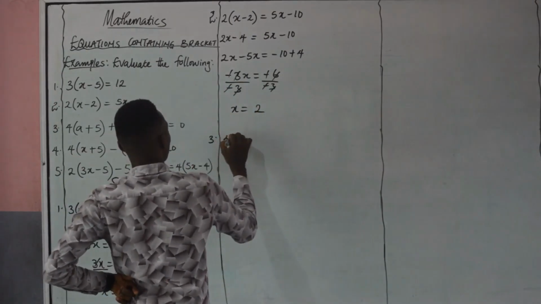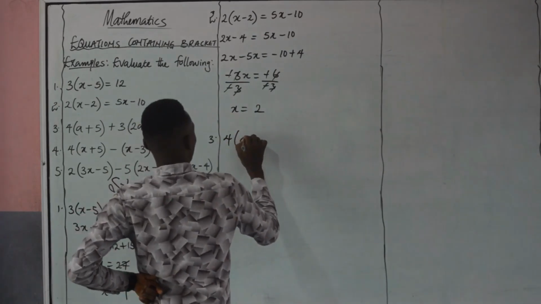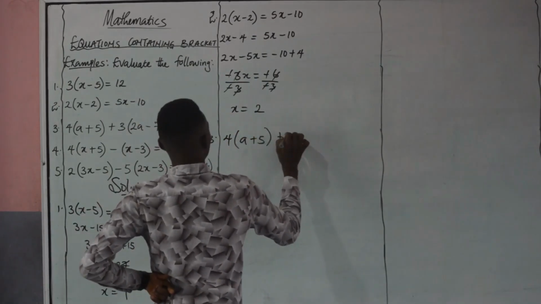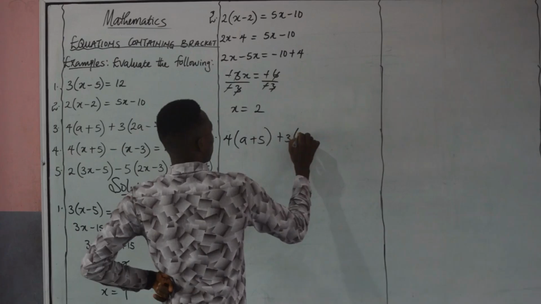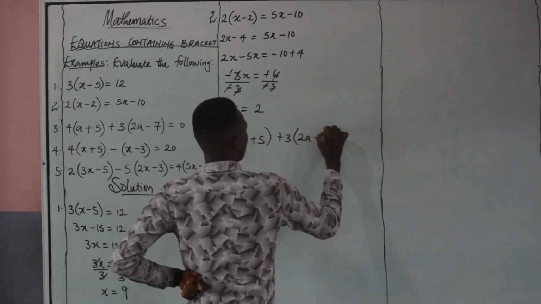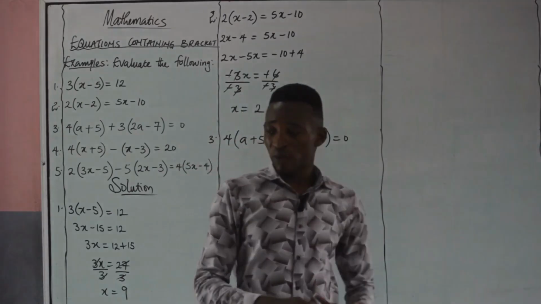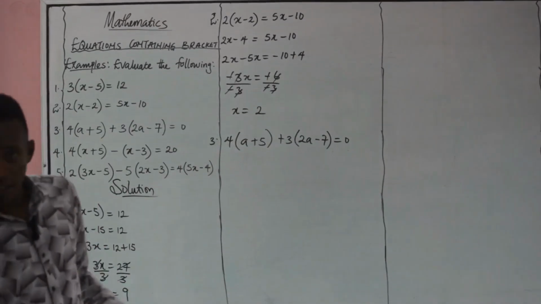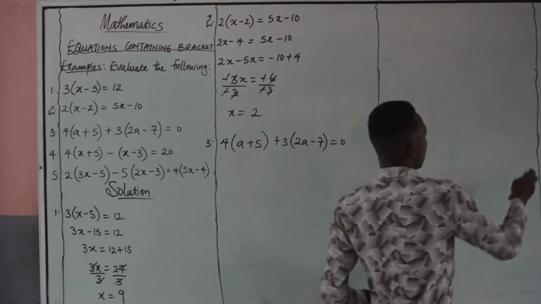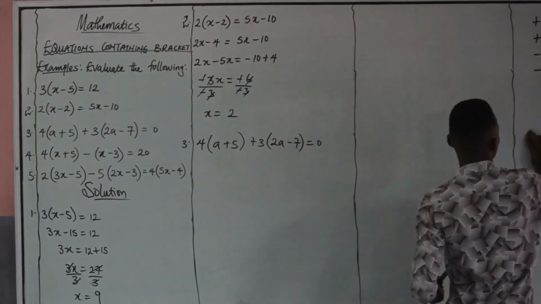So the third one, 4 into brackets a plus 5 plus 3 into brackets 2a minus 7, everything equals to 0. So rubbing up the rough sheets to take the third question now.